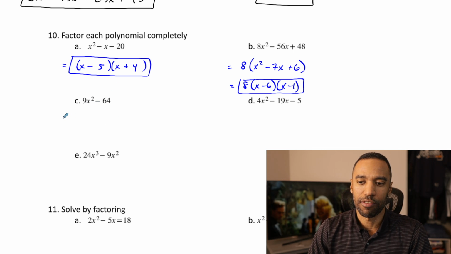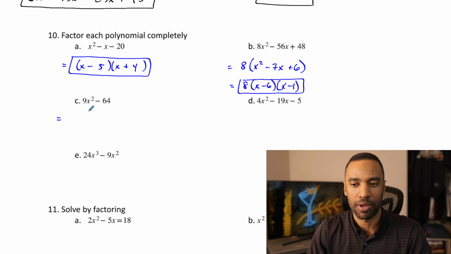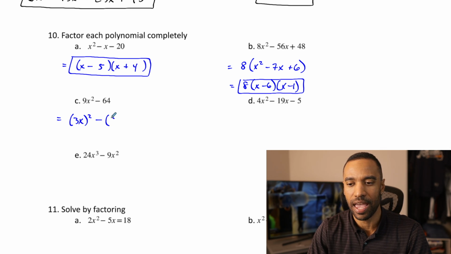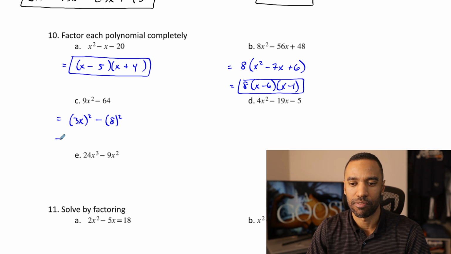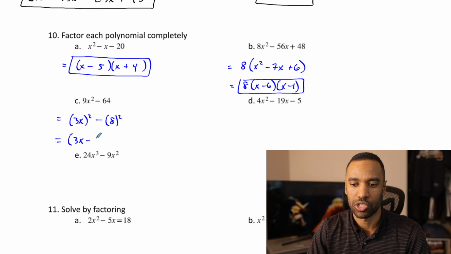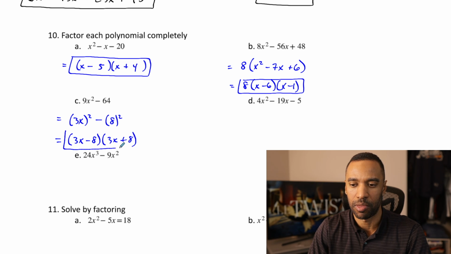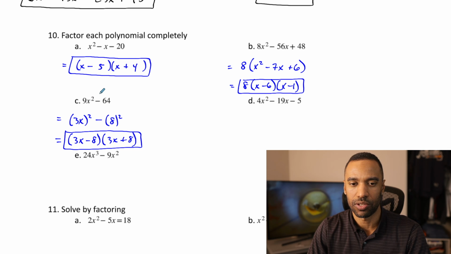9x squared minus 64 looks like a difference of two squares. There's a middle missing term. You want to recognize this as, hey, I'm squaring 3x, and hey, I'm squaring 8. It's the difference of those two things being squared. This factors into a minus b times a plus b: 3x minus 8 times 3x plus 8. Remember, the middle terms do indeed cancel, and that's what we get from that.